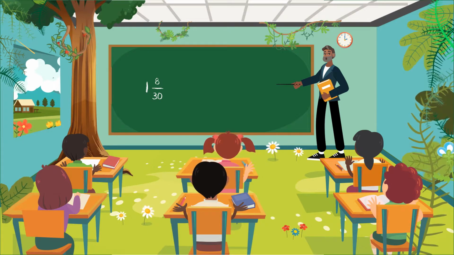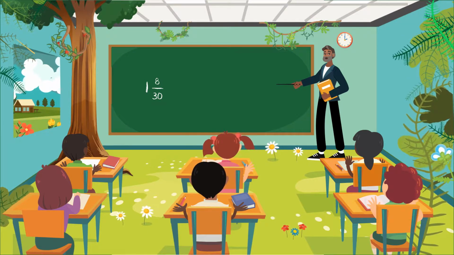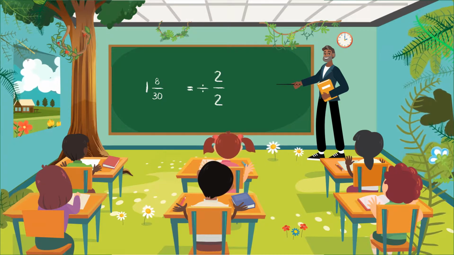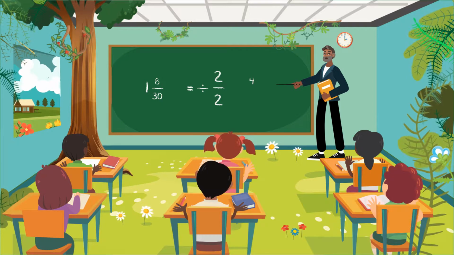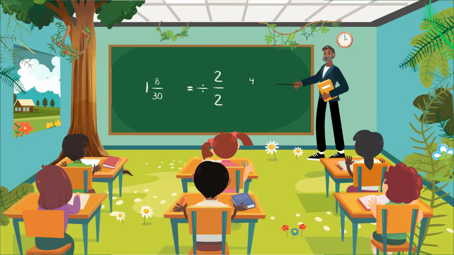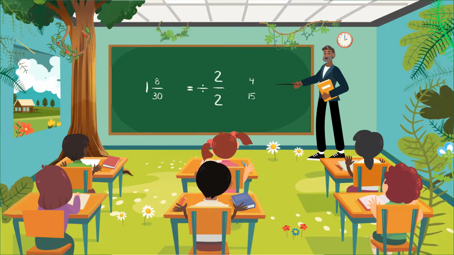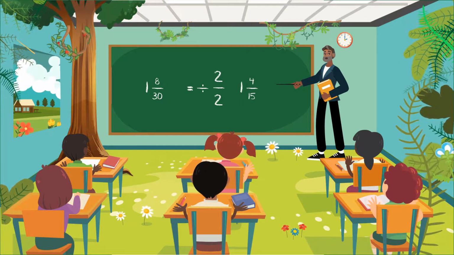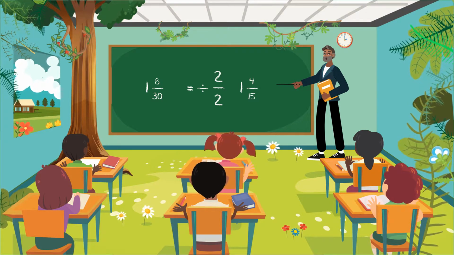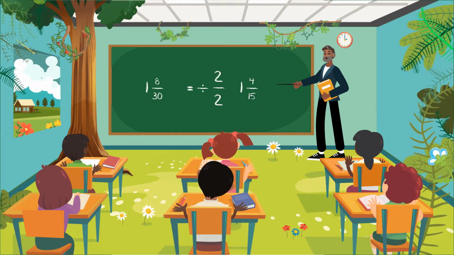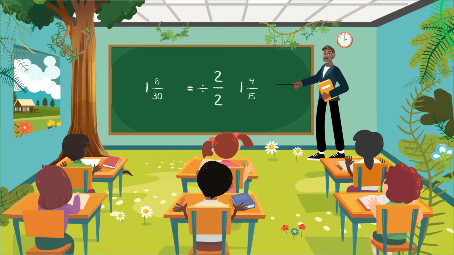Now we must reduce by dividing the numerator and the denominator by 2. So 8 divided by 2 is 4, and 30 divided by 2 is 15. Our new fraction is called a mixed number, 1 and 4/15. When I reduce, I get 1 and 4/15 because I divided each side by 2.